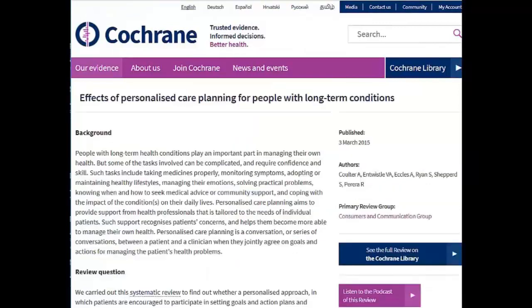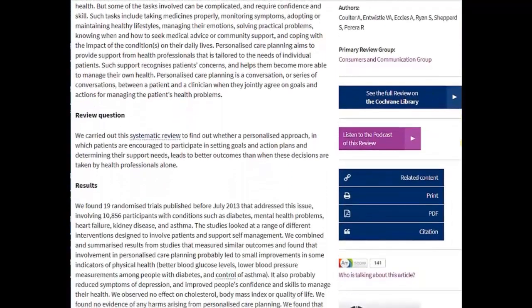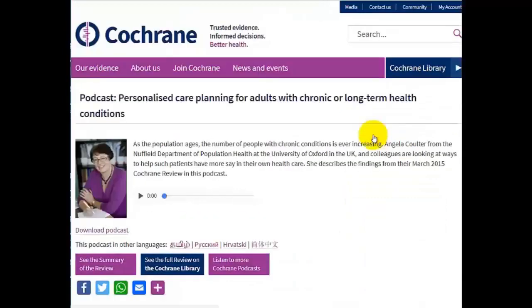Each evidence summary starts with a declarative title, which helps to highlight the messages that are most actionable for citizens and patients. There are also other ways that evidence summaries make it easier for citizens and patients to digest this information. For example, Cochrane sometimes adds podcasts which summarize the main messages from the systematic review underpinning the evidence summary.